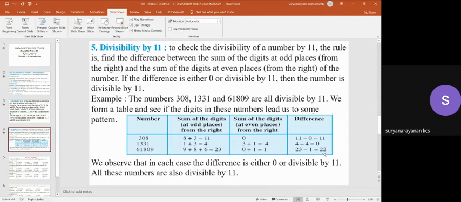Remainder is 0. Okay, my children, we get remainder 0. So we observe that in each such case, the difference is either 0 or divisible by 11. All these numbers are divisible by 11.